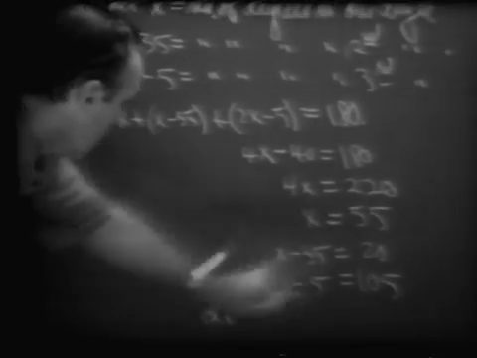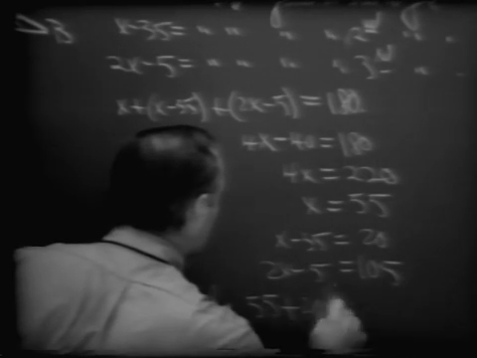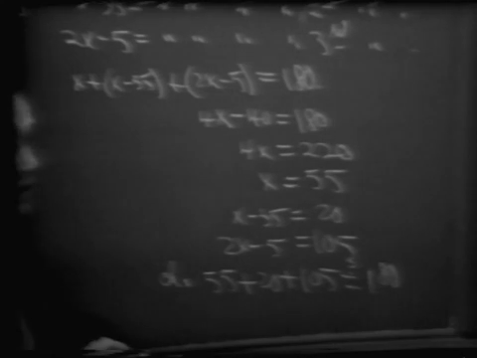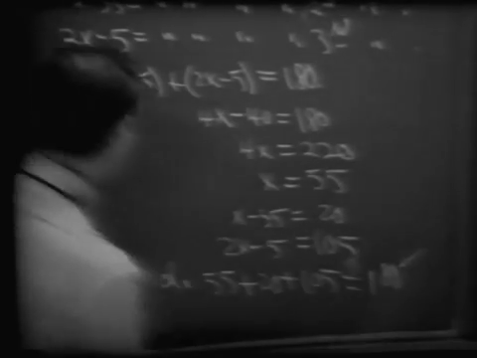Go back to the original conditions of the problem. We found what we think are the three numbers associated with the angles of this triangle in degree measure. And if we add them up, what do we get? We have 55 plus 20 plus 105 equals question mark 180. Do they add up to 180? Yes. All right. And there's our check.